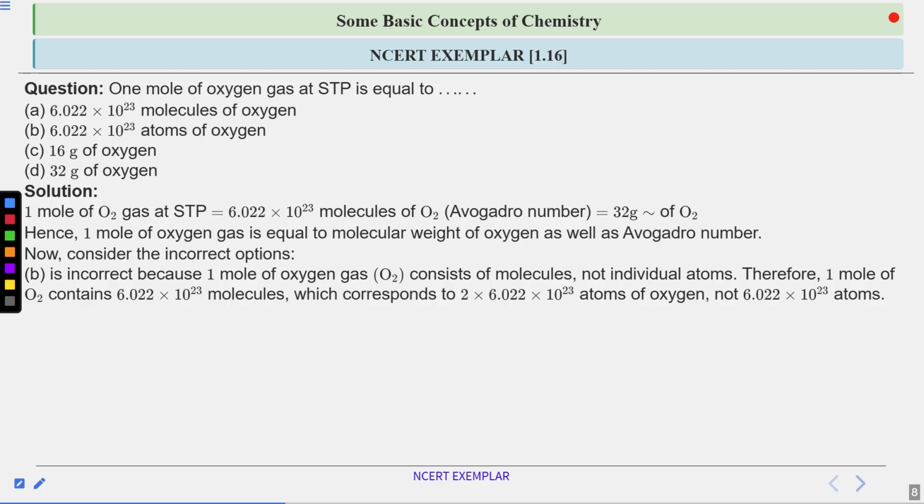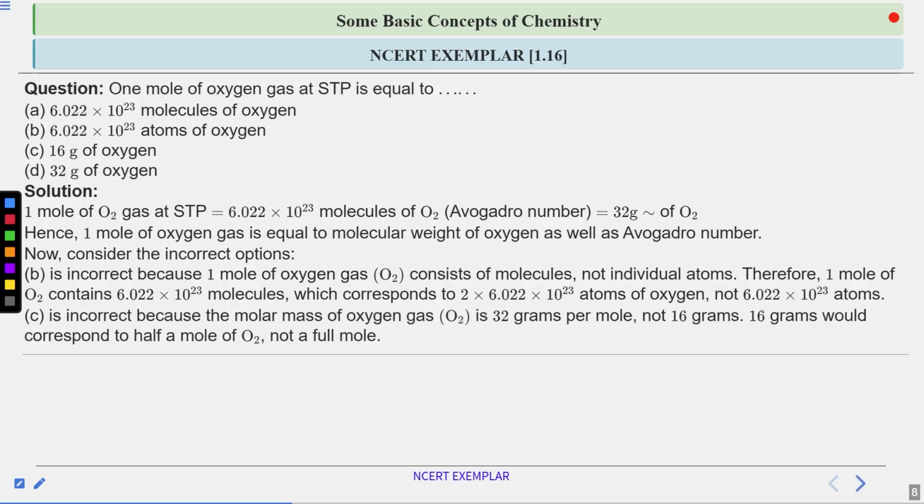Now what about the third option? This 16 gram corresponds to one oxygen atom. Again, the same thing. So this is the mass of 1 mole of oxygen atom, or you can also say it is the mass of half mole of oxygen molecule, because in half mole of oxygen molecule we will have 1 mole of oxygen atom, because half means 1 by 2. So for that reason we can say that this is also incorrect. So these two things are related to atoms and not the molecules.